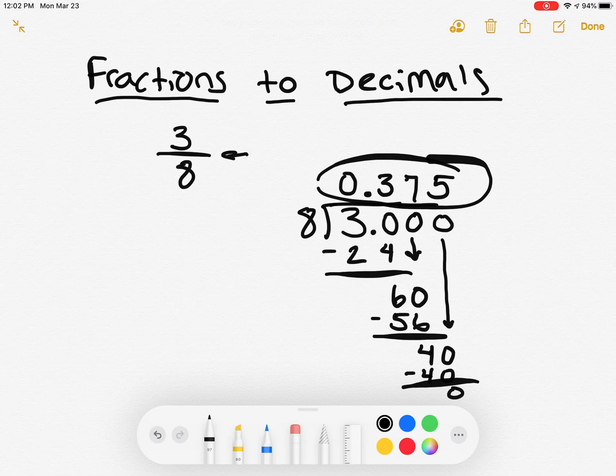Now, this was a terminating decimal. I knew that it was going to end eventually. You will get decimals that go on and on and on and on, and I'm not expecting you to find all of those numbers. Usually going to 3 or 4 decimal places is good enough.